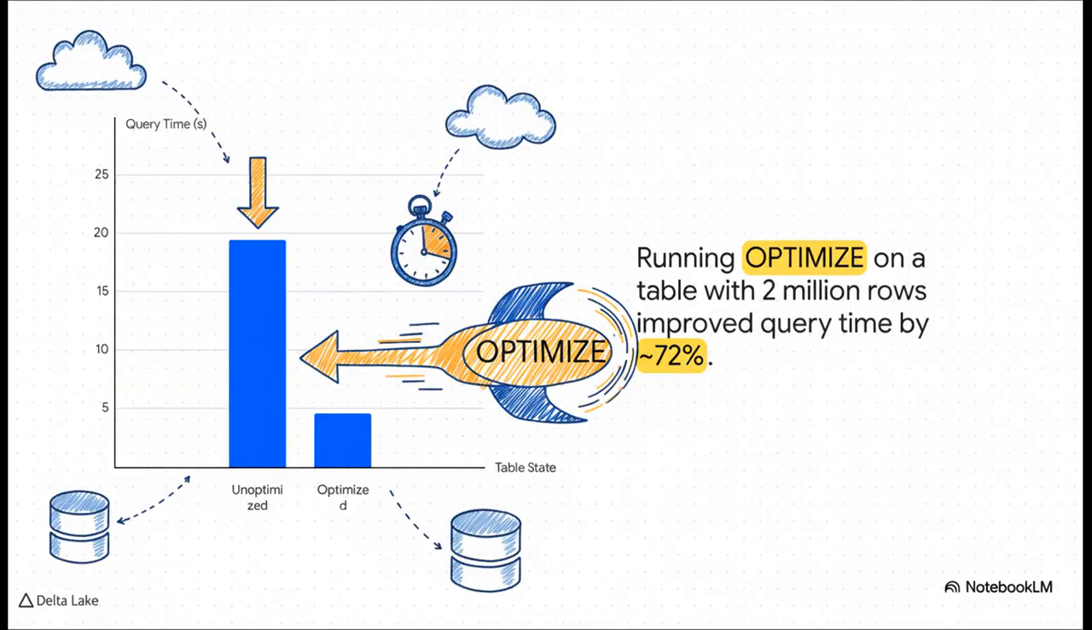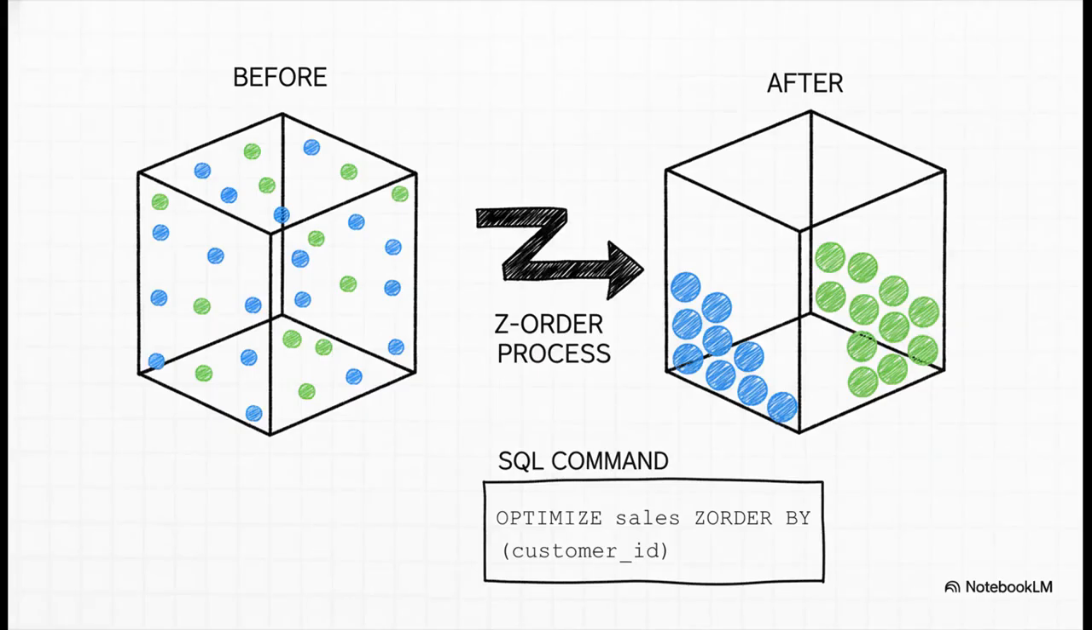And the difference isn't small, folks. I mean, look at this chart. This is a real-world example. Before optimization, a query took over 16 seconds. After running optimize, the exact same query on the exact same data took just 4.6 seconds. That's almost a 75% speed up. That is huge. But wait, there's more.